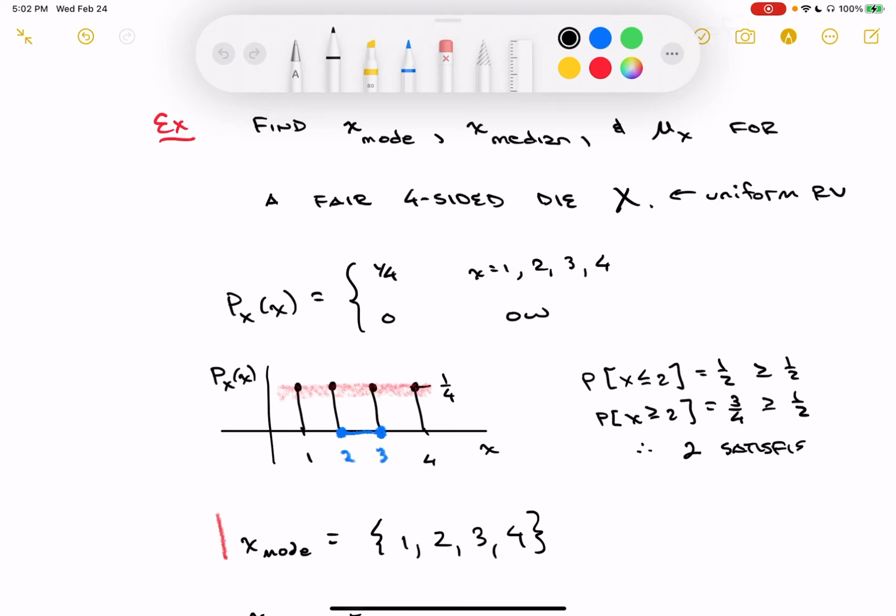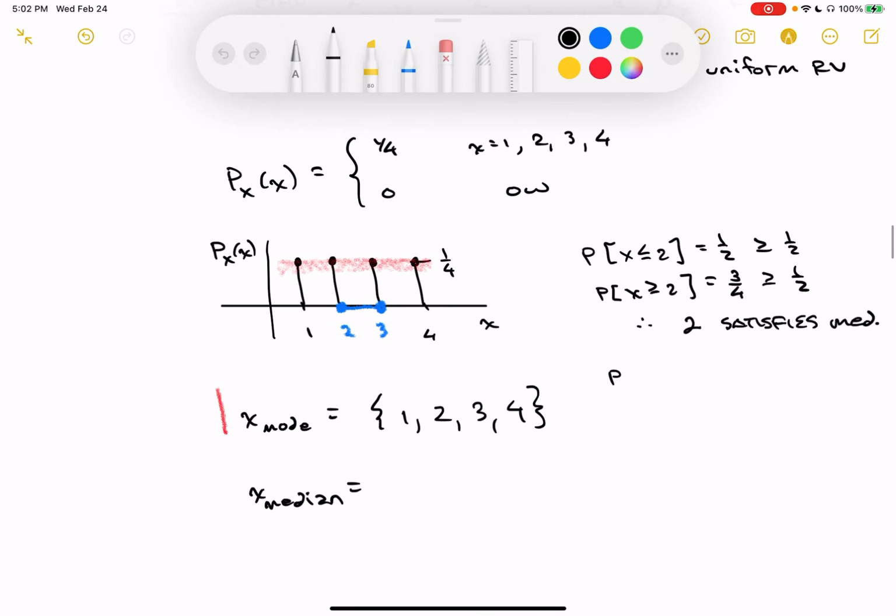That certainly satisfies the value of the median. And guess what? If we do the same sort of thing, the probability that X is less than or equal to 3 is equal to 3/4, which is certainly greater than or equal to a half. And the probability that X is greater than or equal to 3 is equal to a half, which is greater than or equal to half. And so that also satisfies the median. So X equaling 3 satisfies that, and any value in between there does as well.